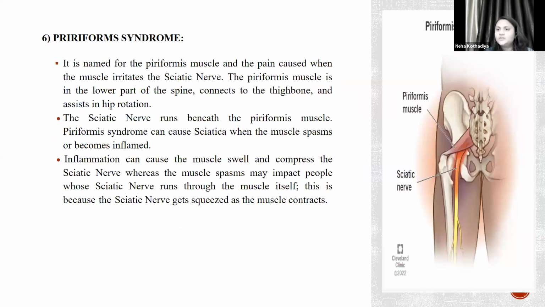Now we will see piriformis syndrome. That is a very important muscle; the sciatic nerve lies behind this muscle. It is named from the piriformis muscle, and the pain is caused when the muscle irritates the sciatic nerve. The piriformis muscle is in the lower part of the spine, connects to the thigh bone, and assists hip rotation. The sciatic nerve runs near the piriformis muscle. Piriformis syndrome can cause sciatica when the muscle spasms or becomes inflamed. Inflammation can cause the muscle to swell and compress the sciatic nerve, whereas muscle spasm may impact people whose sciatic nerve runs through the muscle itself. It is because the sciatic nerve gets squeezed as the muscle contracts, resulting in piriformis syndrome and causing sciatica.